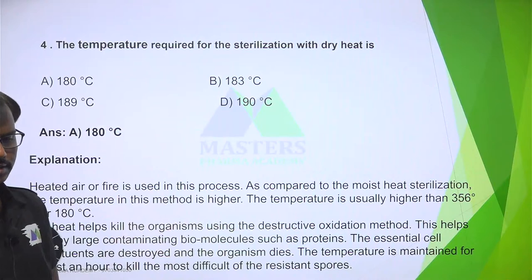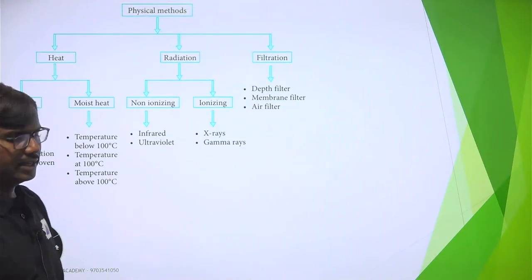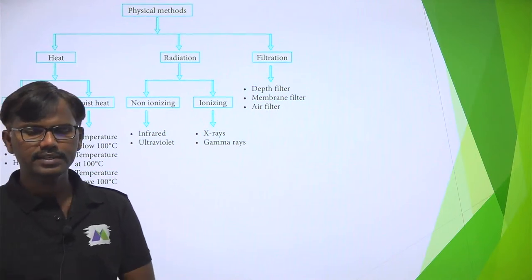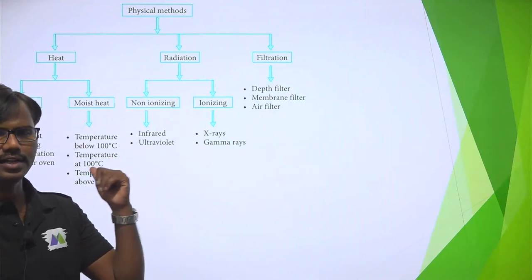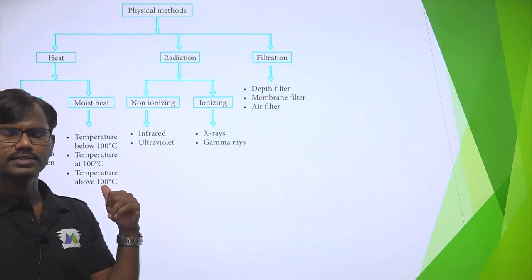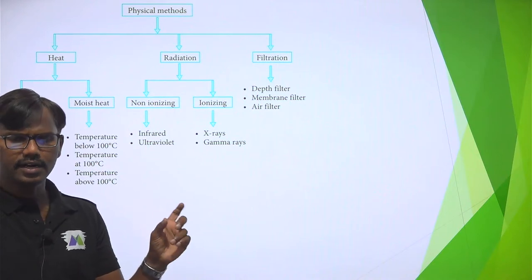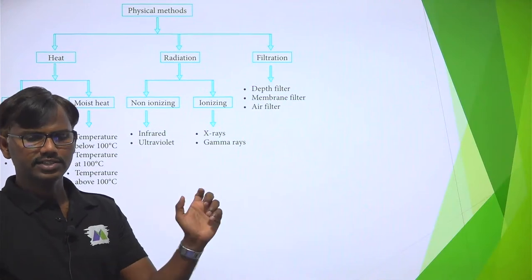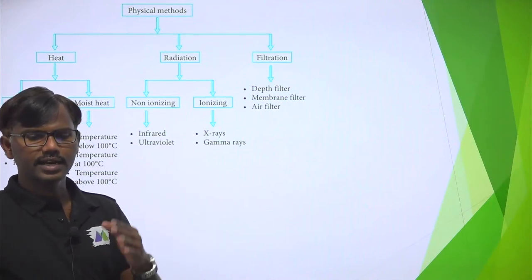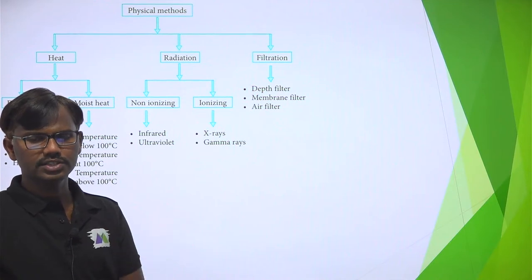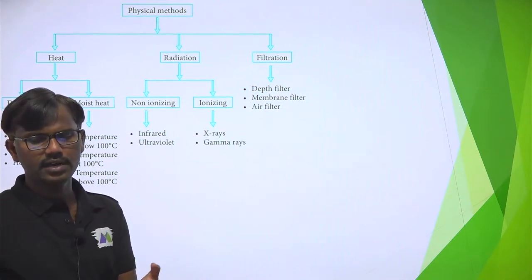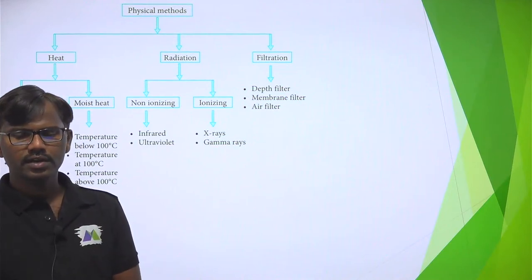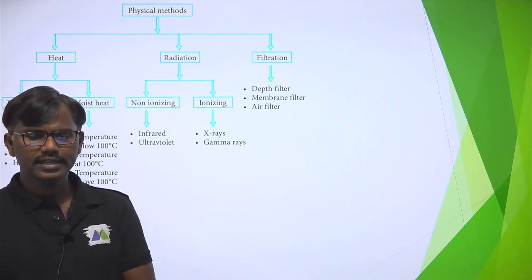Okay, so there are different types of sterilization methods we can see here. Under physical methods, heat and radiation and then filtration. Under heat, we discussed different types of sterilization: dry heat sterilization and moist heat sterilization. Radiation sterilization also comes under physical sterilization, and that is again non-ionizing and ionizing. Non-ionizing examples: infrared and UV, right? And ionizing: X-ray and gamma.